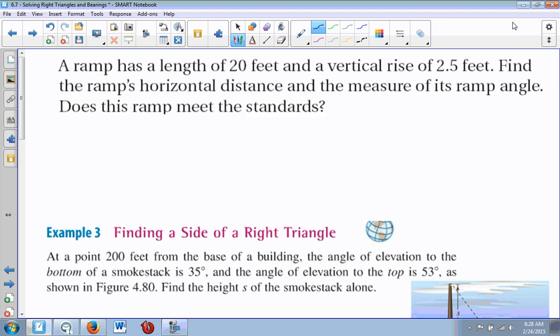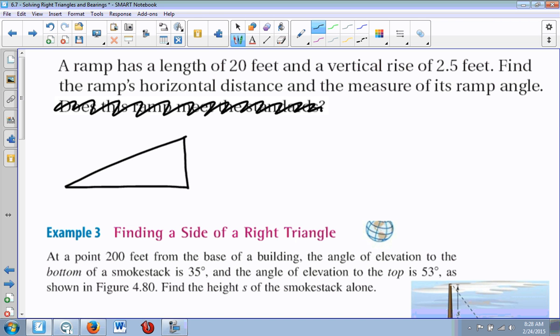Type problems. So it says a ramp has a length of 20 feet and a vertical rise of 2.5 feet. Find the ramp's horizontal distance and the measure of the ramp angle. We're going to delete this last sentence because we didn't specify. Got to find x, got to find theta.